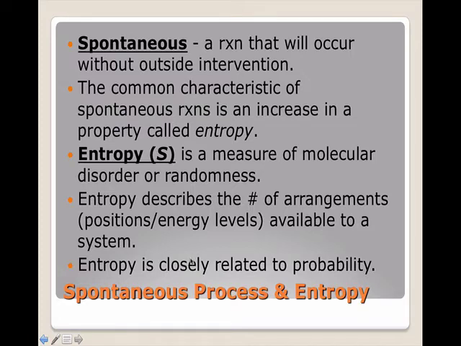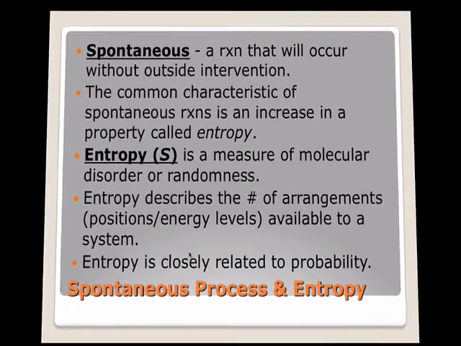So the more random or more disordered or more movement that something has, the higher the entropy will be of that molecule or compound. Entropy describes the number of arrangements, and arrangements could be positions or energy levels that are available to a system. The greater the number of arrangements, the higher your entropy value will be. You can think of entropy in terms of probability. So the higher number of probable ways you could arrange something increases the entropy of it.